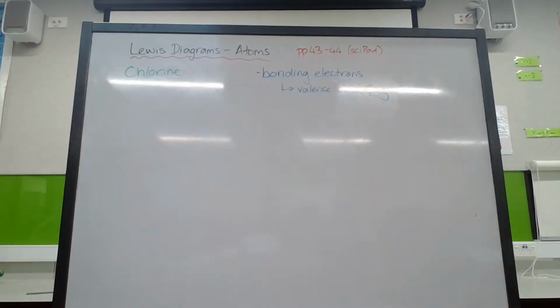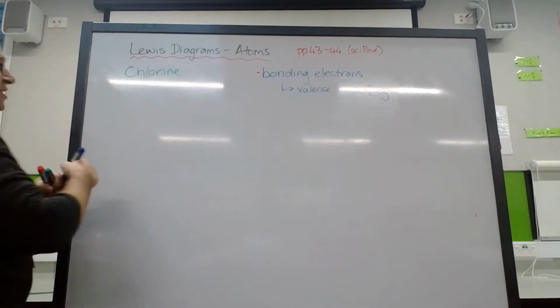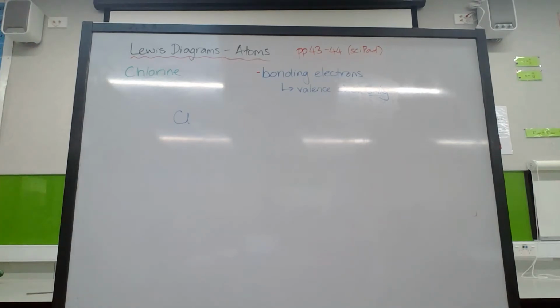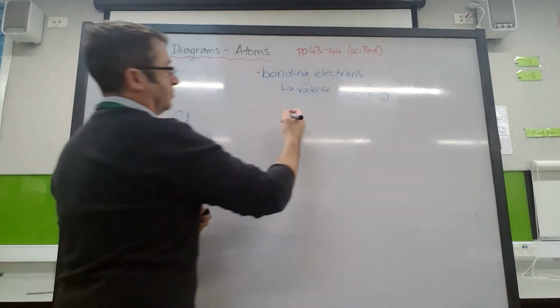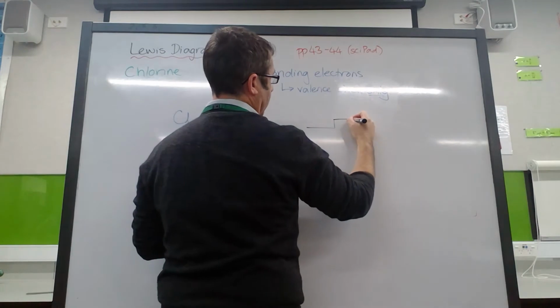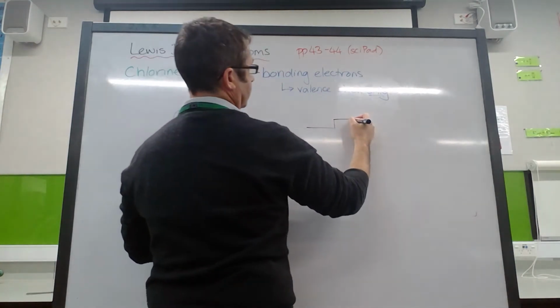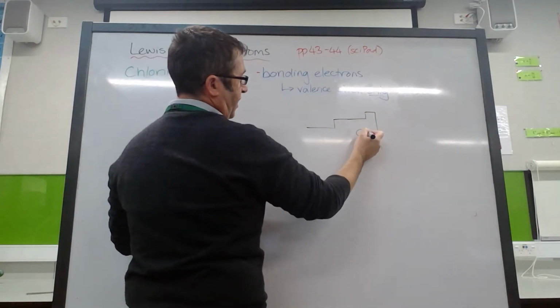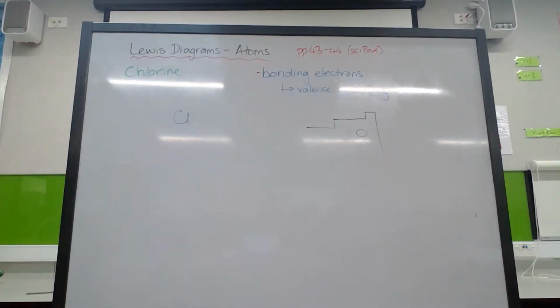So the first step that I'm going to have is to write down the symbol, because that symbol is going to be where I find it on the periodic table. So my symbol, of course, for chlorine is Cl. And I find that on the periodic table over here. All right, so that's part of my periodic table.